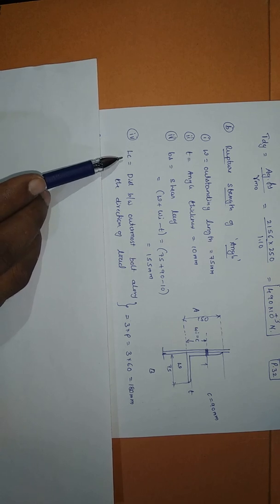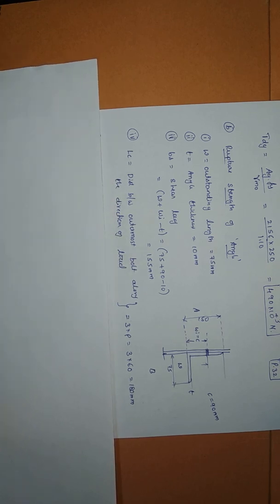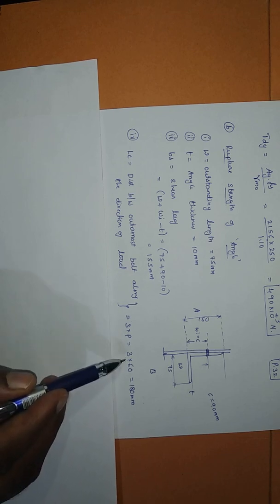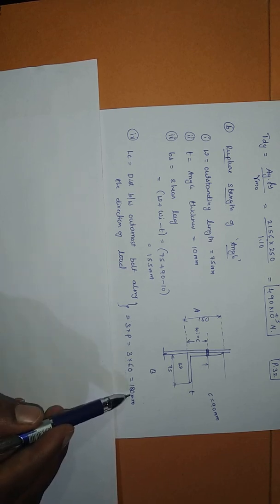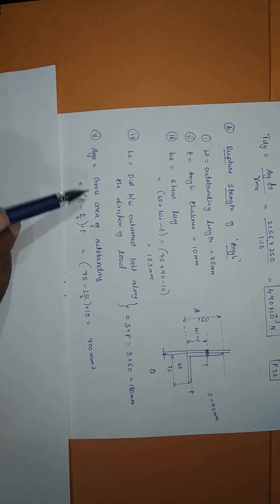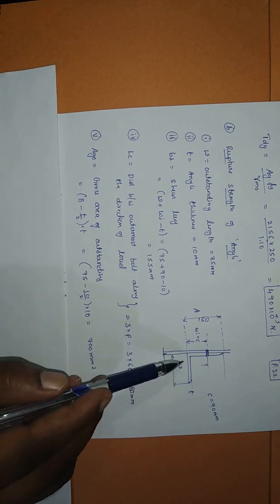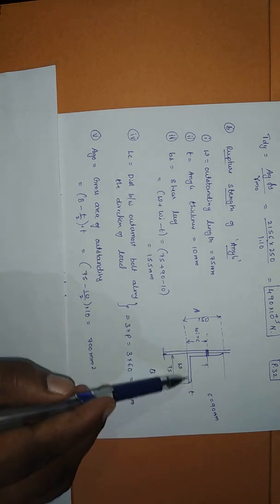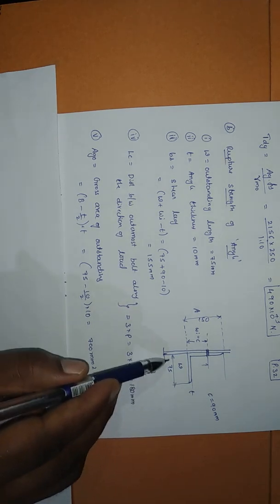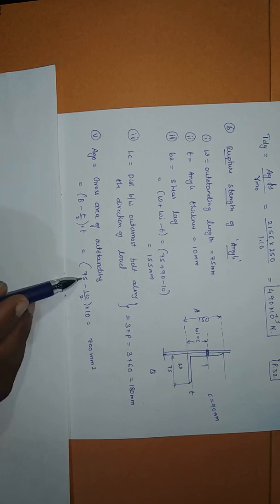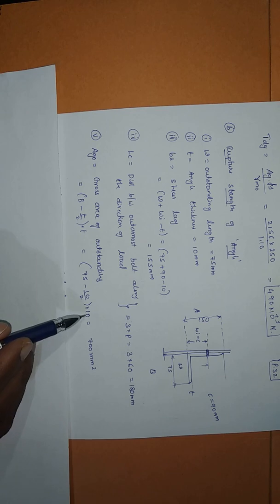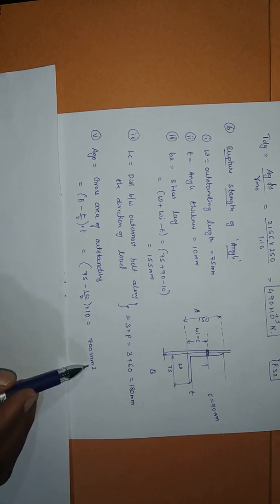Next we calculate Lc, the distance between outermost bolts. We calculate it using 3 times pitch, 3 into 60, that is 180 millimeter. Next we calculate AGO, gross area of the outstanding leg. This is the formula: B minus T by 2, multiplied by T. B is 75, T is 10 millimeter, so (75 minus 10 by 2) into 10, that will be 700 millimeter square.